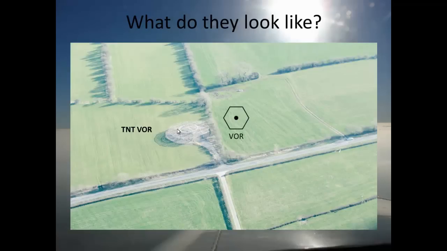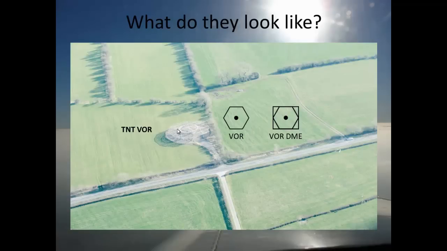On a map, that's what they look like. That's the symbol for a VOR. And that's the symbol for a VOR DME. A VOR DME simply means that the VOR is co-located with distance measuring equipment.